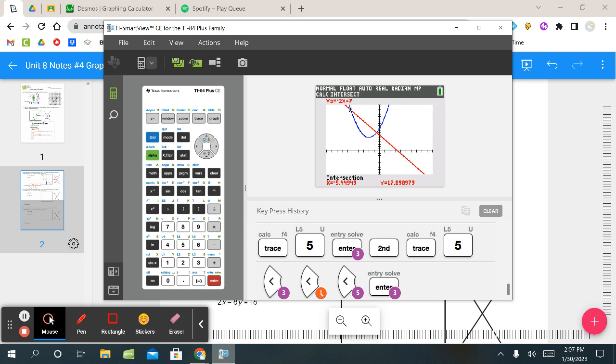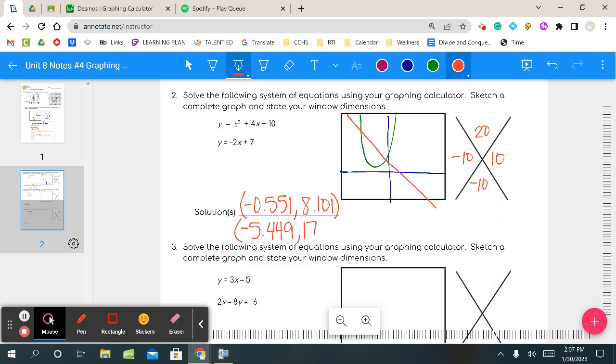Comma, and then our y value is 17.898. So those are my 2 intersections on my graph. So make sure you get those written down. If you have any questions on how to find that again, go back and rewatch the video or ask somebody.